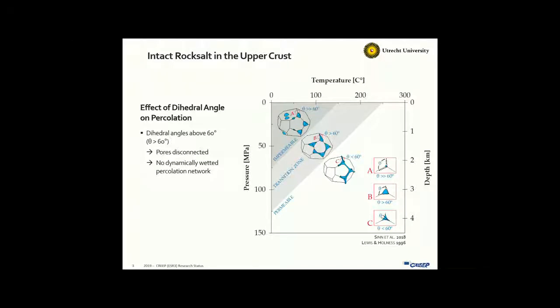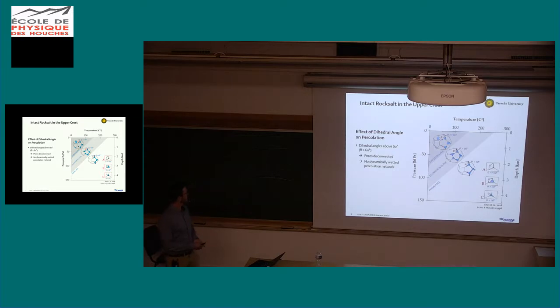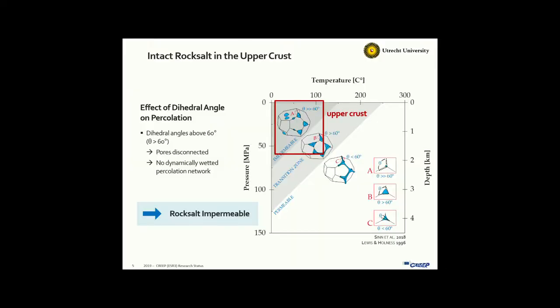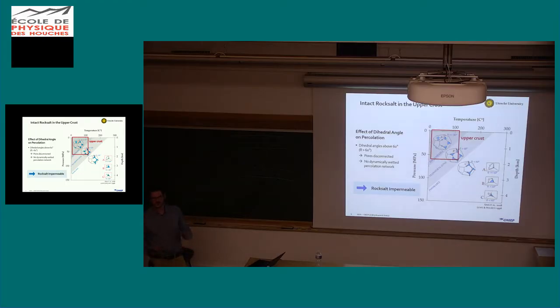So that's a plot where you see the dihedral angles that Janos mentioned briefly as well. For natural rock salts, we see that these wetting angles depend on pressure and temperature. If we look at natural upper crustal conditions, we would assume that these angles are set up so that pores are disconnected, and this is why we can assume that rock salt would theoretically be impermeable. This is also in accordance with what Janos said before.